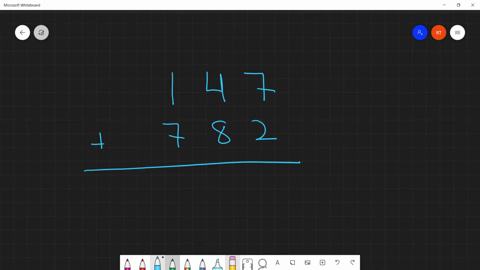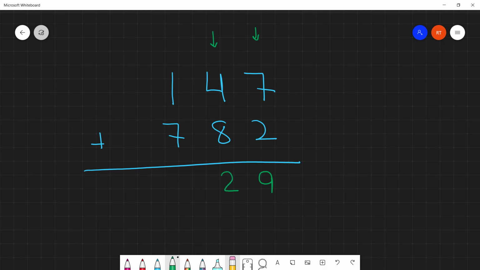Then start adding in the ones place. Here, 7 plus 2 is 9, so that goes in the ones place for the answer. Then move on to the tens place. Now this time the sum of the digits 4 plus 8 is 12, and it doesn't make sense to write a 12 in the answer for the tens place because 12 is bigger than 10. It overflows the space.